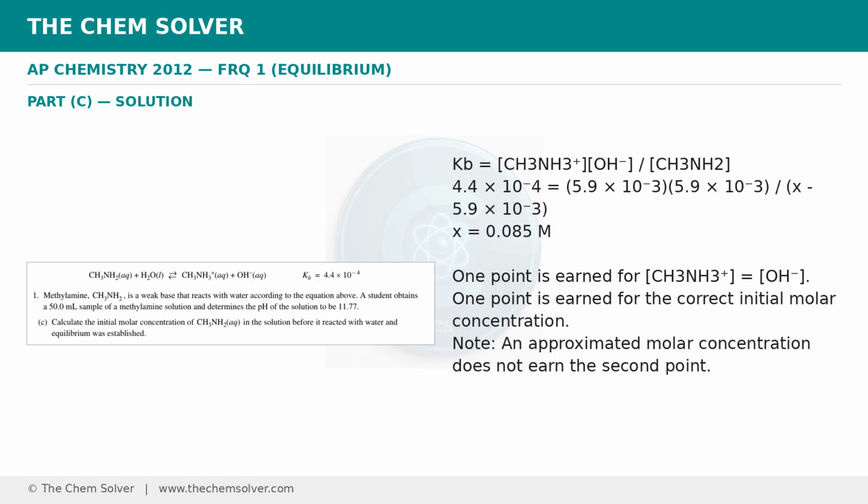Kb equals [CH3NH3+][OH-] / [CH3NH2]. 4.4 times 10 to the power negative 4 equals 5.9 times 10 to the power negative 3 times 5.9 times 10 to the power negative 3 / x. X equals 0.085 molar. 1 point is earned for CH3NH3+ equals OH-. 1 point is earned for the correct initial molar concentration. Note, an approximated molar concentration does not earn the second point.